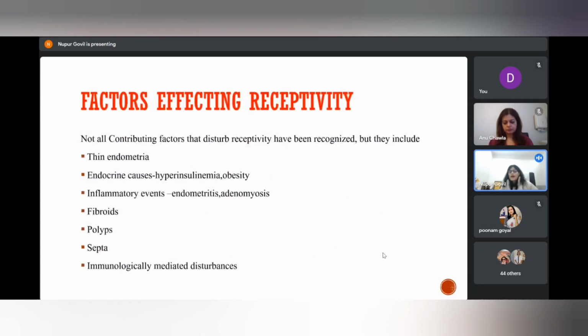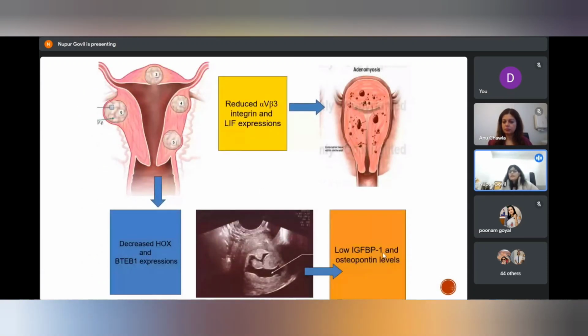So apart from the endometrial thickness, what are the other factors that may affect receptivity? There can be endocrine causes like hyperinsulinemia. Obesity has been shown to have a negative impact. Inflammatory events like endometritis, adenomyosis, fibroid, polyps, septa, immunological mediated disturbances. So these are some of the factors, molecular markers that we studied.